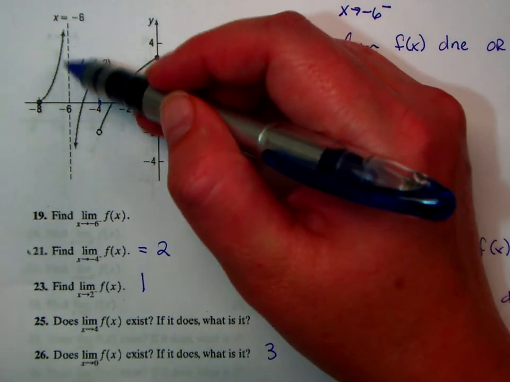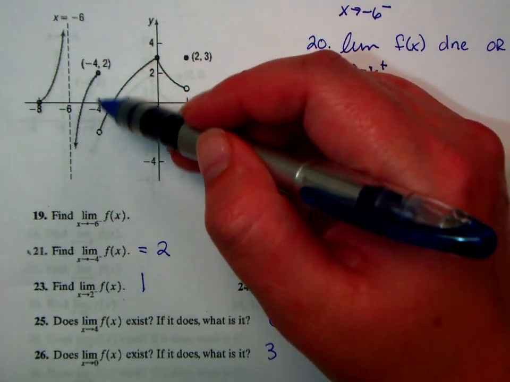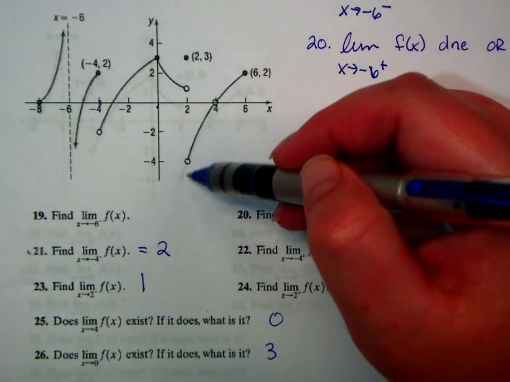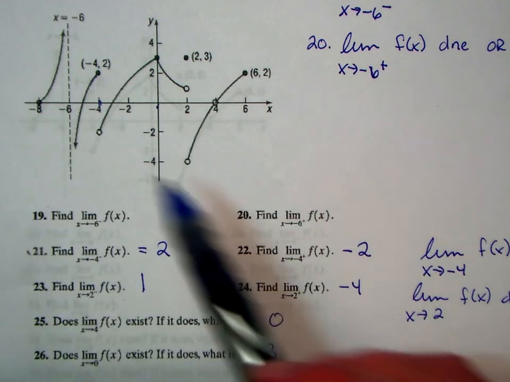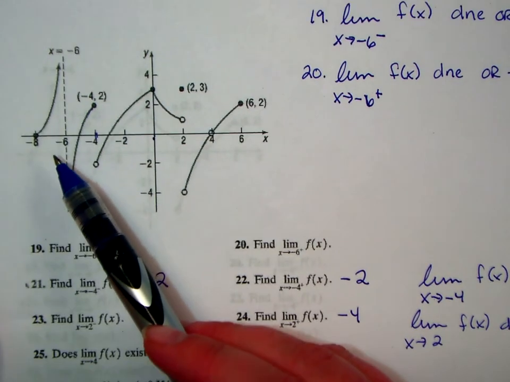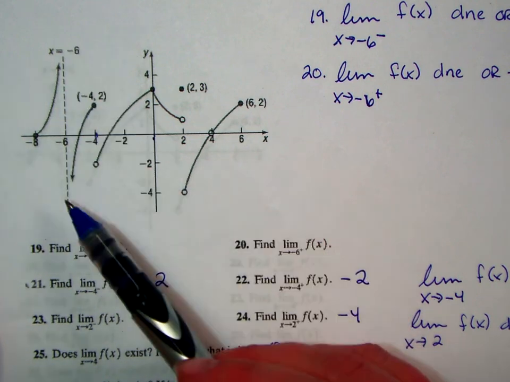So there were multiple places on this graph where the limit did not exist, right? It didn't exist at -2. It didn't exist at -4. It didn't exist at 2. But it did exist everywhere else, right? One-sided limits tend to always exist unless it's going to infinity, okay?